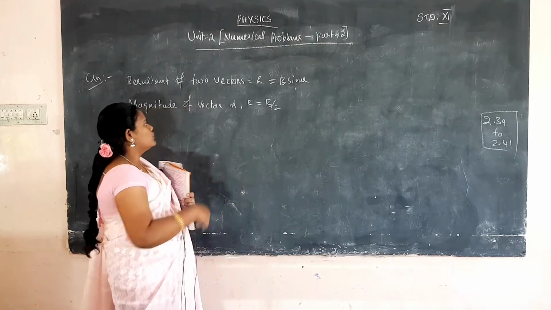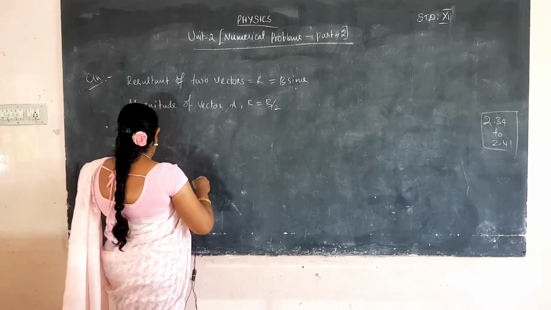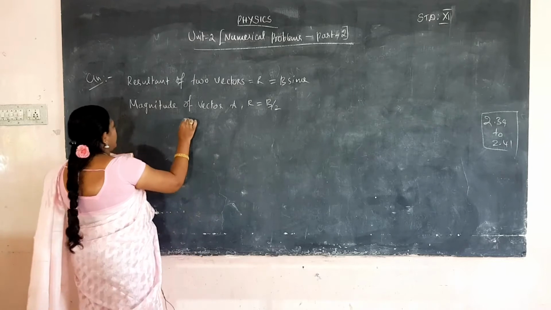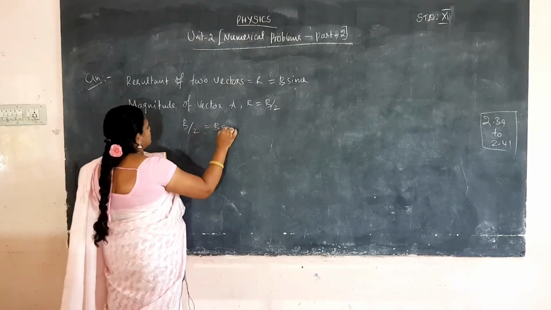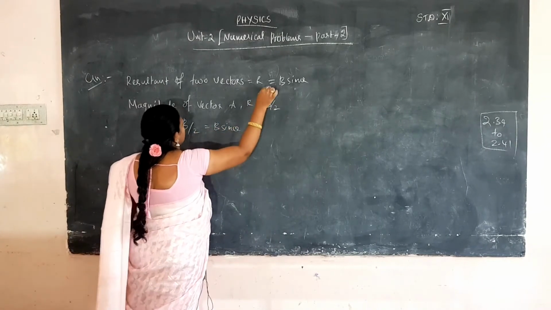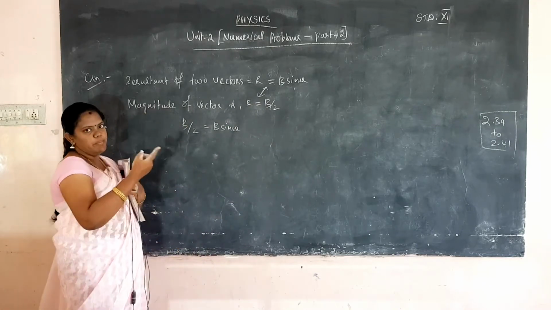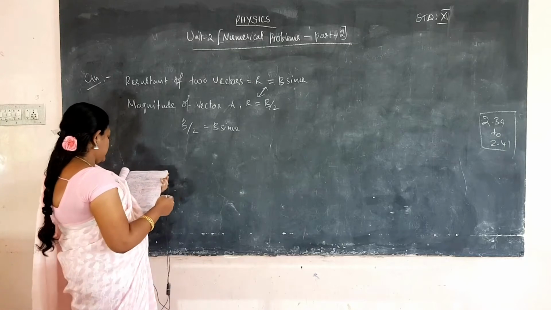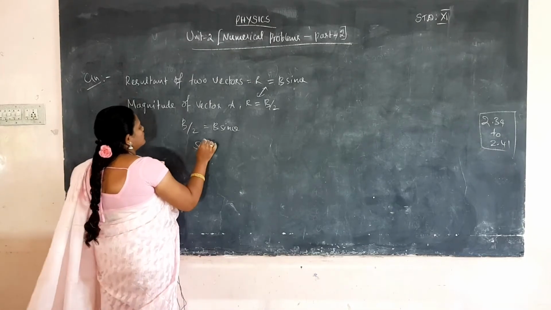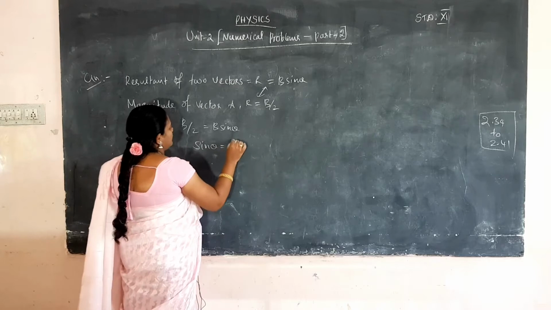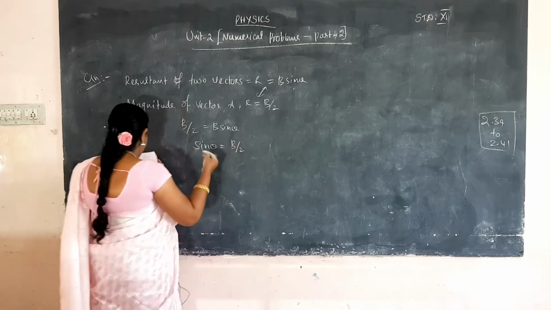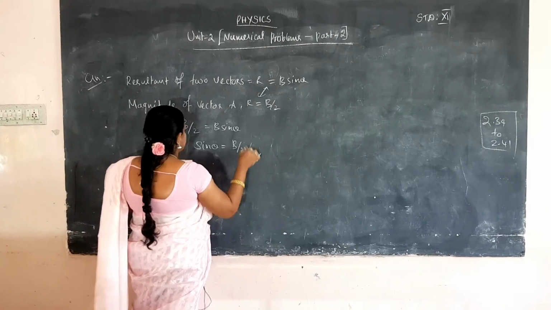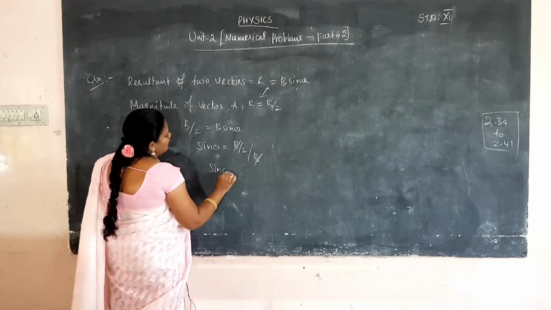So you have to equalize the two formulas. R is equal to B sin theta, and R is equal to B by 2. So B by 2 is equal to B sin theta. So easily sin theta is equal to B by 2 by B. B cancels, so sin theta is equal to 1 by 2.